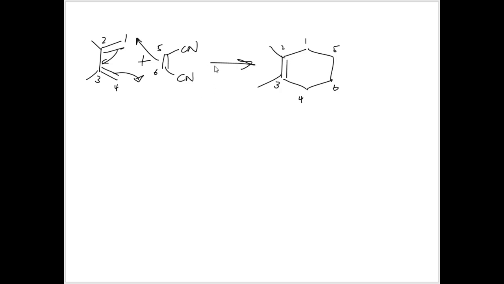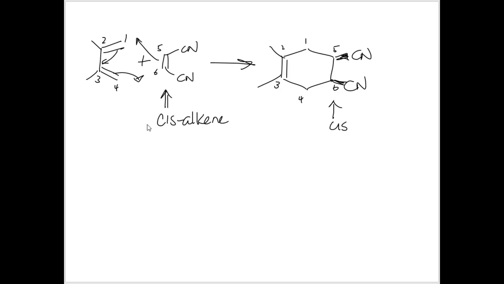So the double bond ends up between carbons 2 and 3. And what I mean by the stereochemistry of the product, if this alkene is a cis alkene, then that means over here that those two CN groups, C triple bond N groups, that means that the stereochemistry there is also cis. So the stereochemistry is preserved.